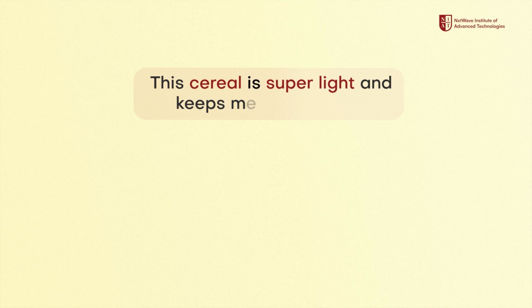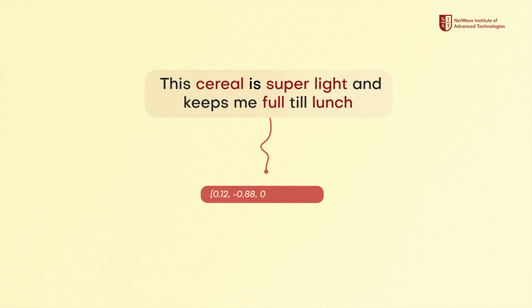And the solution? Embeddings. At their core, embeddings are dense vectors, long lists of floating point numbers that represent the real value of text. For example, the sentence, the cereal is super light and keeps me full till lunch, might be converted into a 384-dimensional vector. Each dimension is like a neuron. It captures some aspect of the meaning: sweetness, healthiness, energy, texture, and so on. But unlike a tagged system, we don't manually label these dimensions. They are learned automatically through massive training corpora.